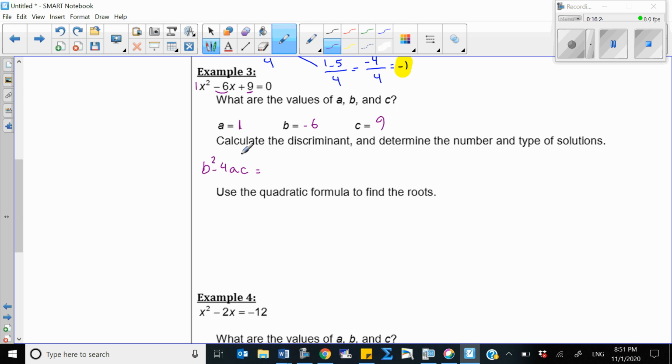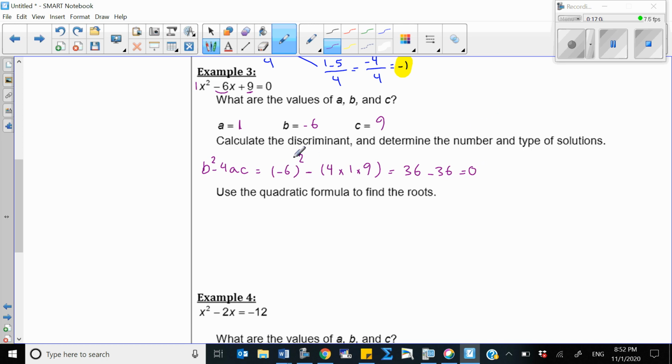Okay, let's start with b. B is negative 6. Once again, I'm going to put this inside parentheses and raise it to the power of 2, especially if you're using your calculator. Make sure you put that in the parentheses. Then I'm going to write minus 4 times a, which is 1, and c is 9. Negative 6 squared is negative 6 times negative 6, which is positive 36. 4 times 9 times 1 is again 36. So this is minus 36, and it's equal to 0.